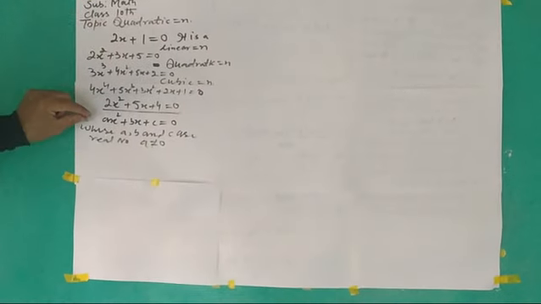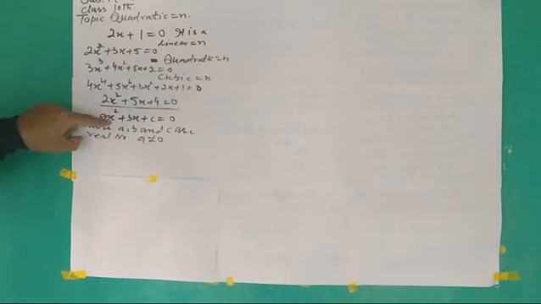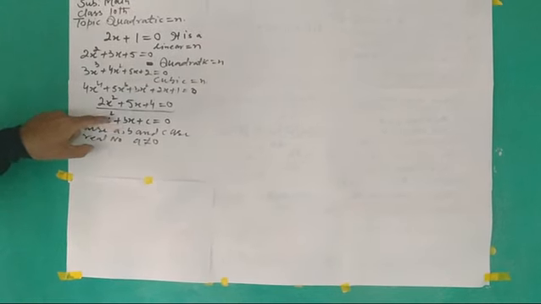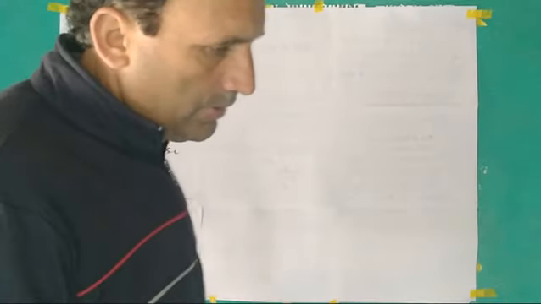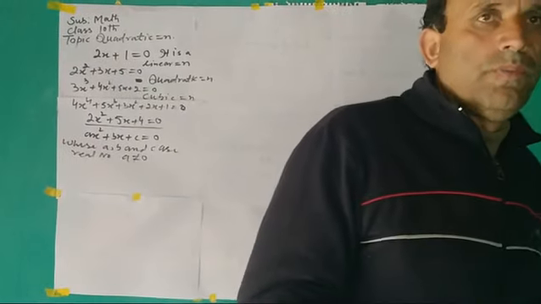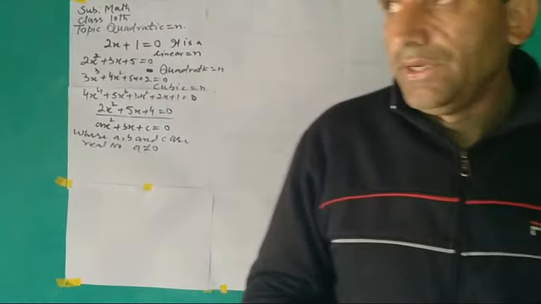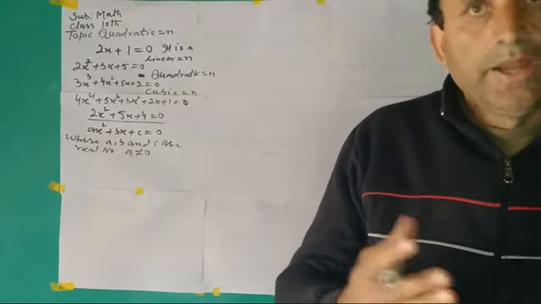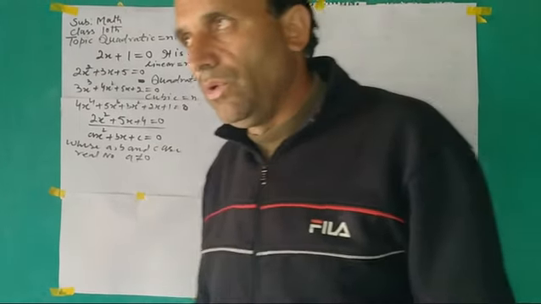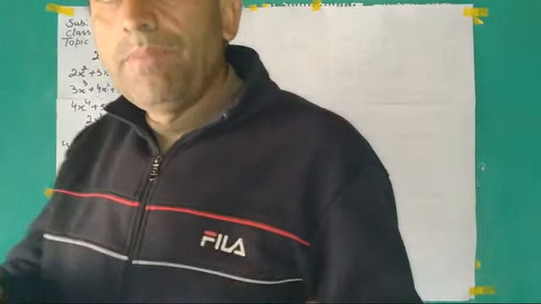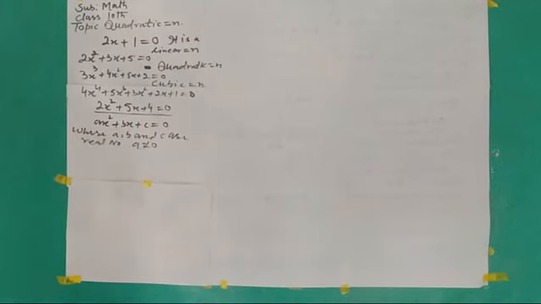Why? Because if we put the value of a as 0, it becomes 0, and there remains bx plus c, that is a linear equation. If a is equal to 0, it becomes linear equation. That time it is not a quadratic equation. Because of that, we are writing here a is not equal to 0. Now we have to develop a quadratic formula from this quadratic equation.